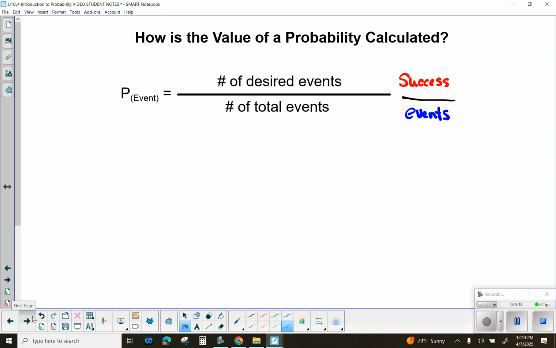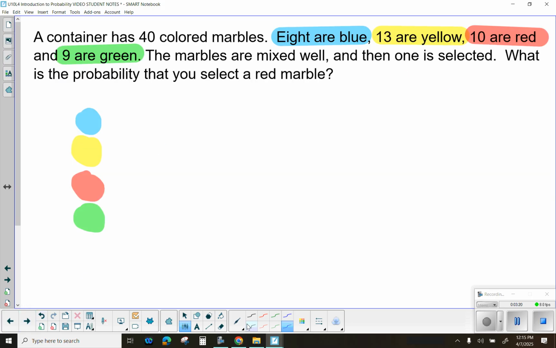Let's look at an example. Say you have a container full of marbles, okay? I have a jar full of marbles here in my classroom. Let's say it has 40 marbles in the total jar, okay? 8 of those marbles are blue, 13 of them are yellow, 10 are red, and 9 are green. So you're always going to have to total up and know how many marbles you're dealing with, okay? If the problem doesn't give it to you, all you do is add up your pieces and get your total.